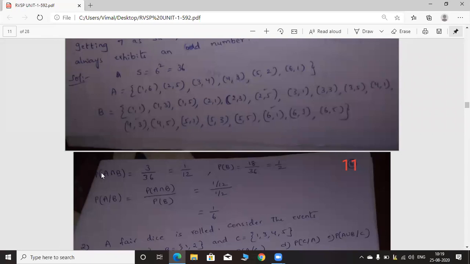Okay, now probability of A intersection B means we have to see the common part for the events A and B. Okay.